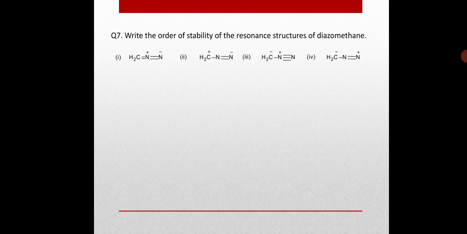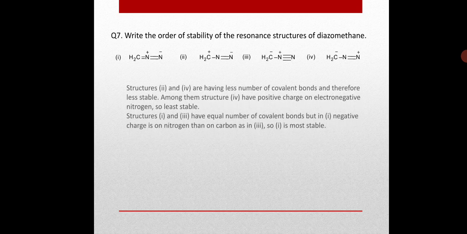Out of structure 1 and 3, which is the less stable structure? In structure 3, carbon is having a negative charge and nitrogen is having a positive charge. Carbon being less electronegative than nitrogen is having the negative charge, whereas nitrogen, which is more electronegative, is having the positive charge. So structure 3 will be the less stable structure.